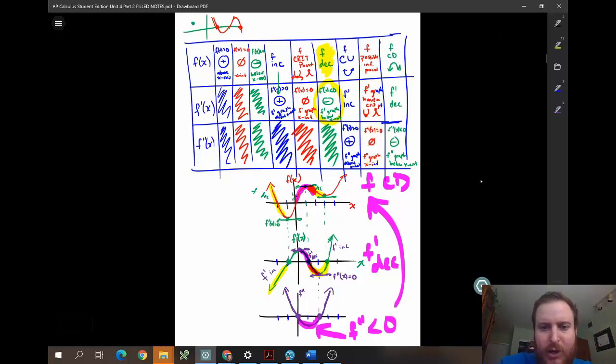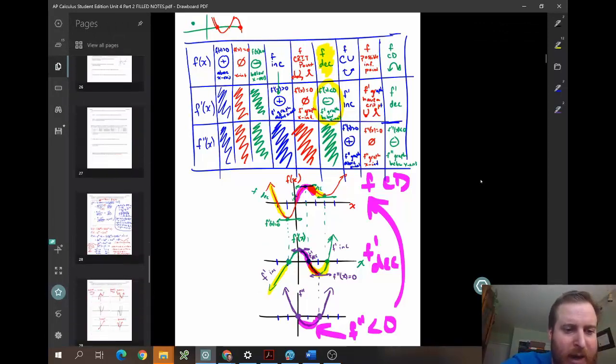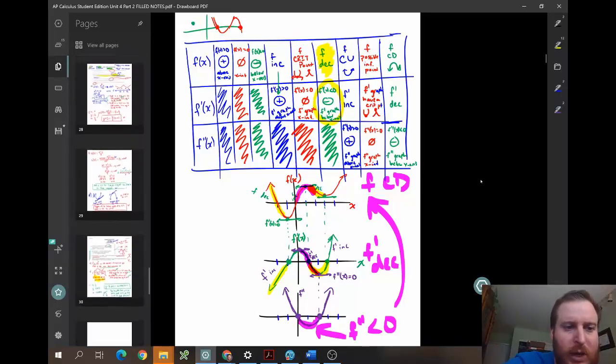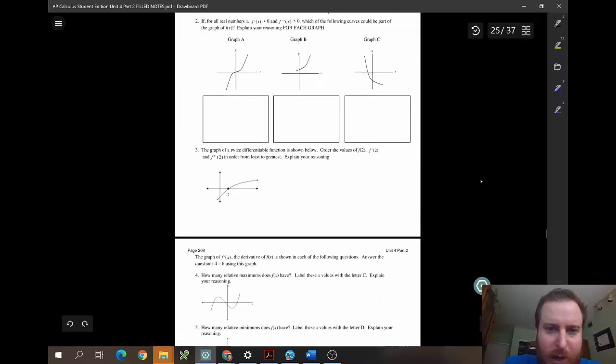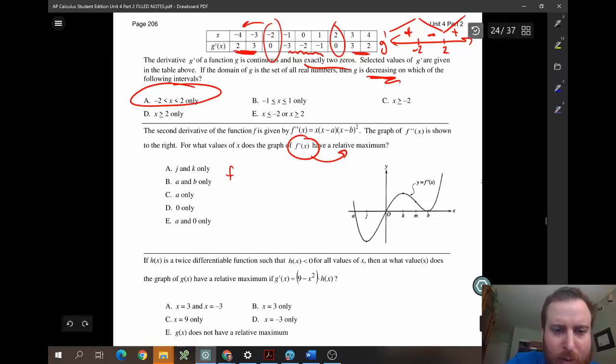Now, it would be a maximum if it changed from positive to negative, right? That's a little bit tricky, but what we want to think about here is that f double prime being positive matches up with f prime being increasing. So this question is tricky, but it's definitely doable. We're connecting f prime with f double prime. Remember, f double prime being positive matches up with f prime increasing. Of course, it also matches up with f concave up, but this didn't mention anything about f. And f double prime being negative matches up with f prime decreasing.